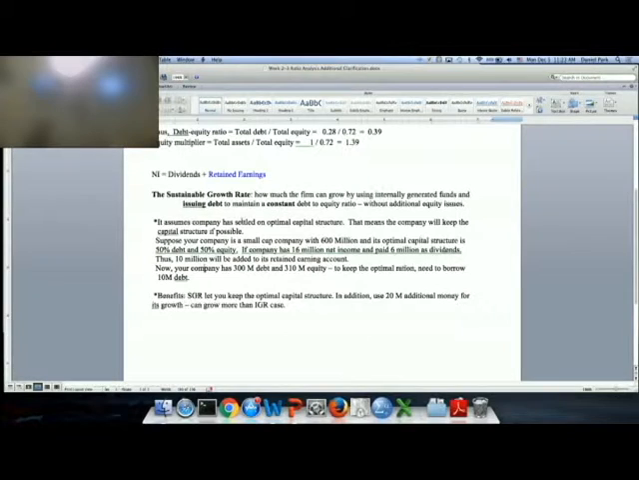So as a company manager, focusing on an approach using the sustainable growth rate concept is much better than internal growth. Why? Number one, you can use more money to achieve growth. That means you can grow more, plus you can keep your best capital structure. So that's why you have to apply the SGR concept to set your company growth goal for the following year.